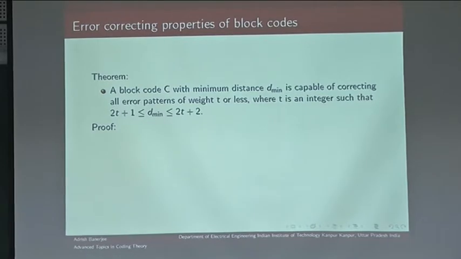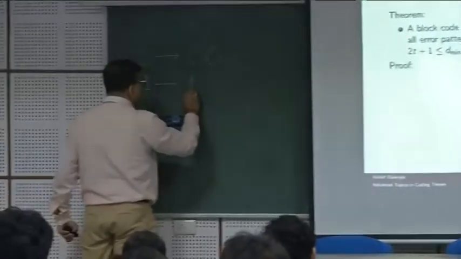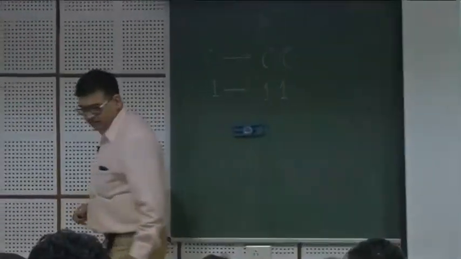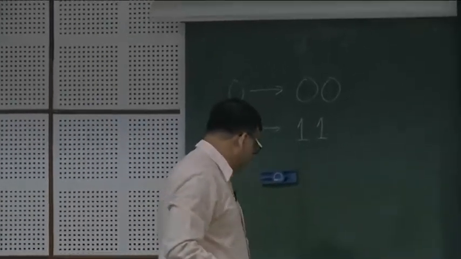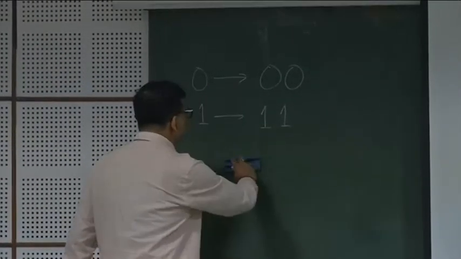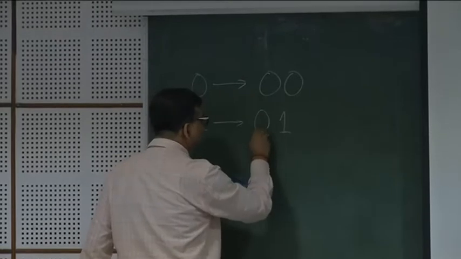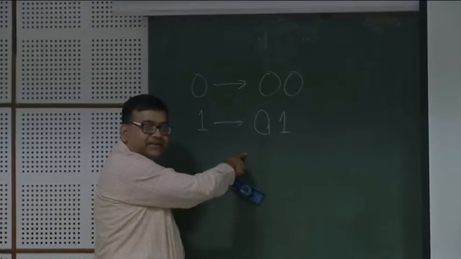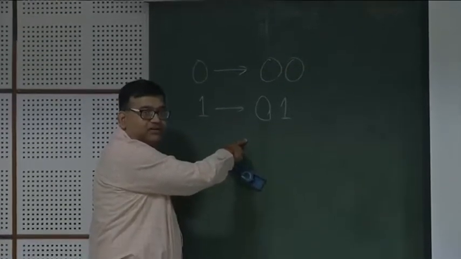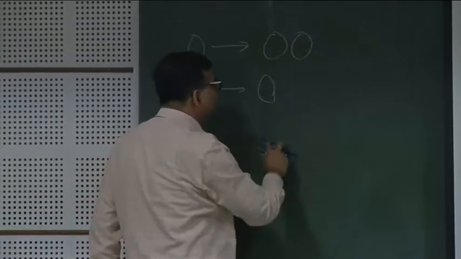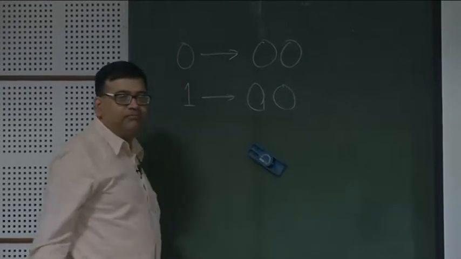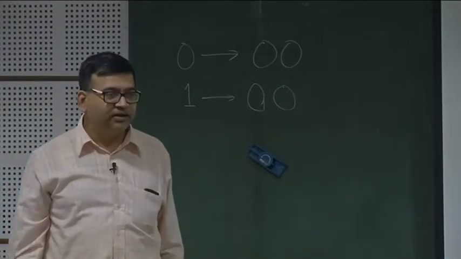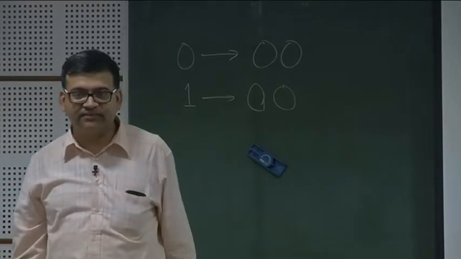So you noticed, when I do rate 1/2, for 0 I transmit 0, 0, and for 1, I transmit 1, 1. Now, let us say one of them gets flipped. Let us say I received 0, 1, then are you not able to detect it? You are able to detect it. What happens if 2 bits get flipped? That is an undetected error in this case.